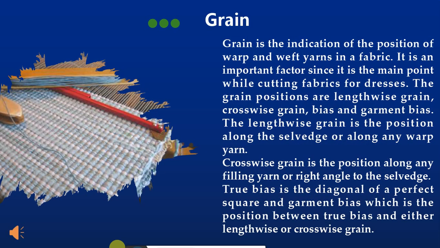Grain is the indication of the position of warp and weft yarns in a fabric. It is an important factor since it is the main point while cutting fabrics for dresses. The grain positions are lengthwise grain, crosswise grain, bias and garment bias. The lengthwise grain is the position along the selvedge or along any warp yarn. Crosswise grain is the position along any filling yarn or at right angles to the selvedge. True bias is the diagonal of a perfect square, and garment bias is the position between true bias and either lengthwise or crosswise grain.